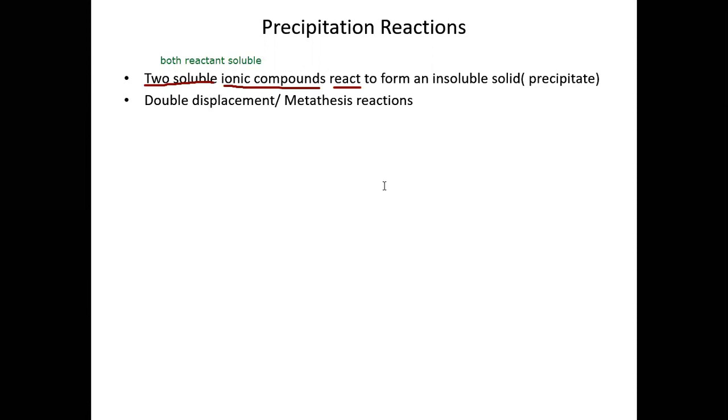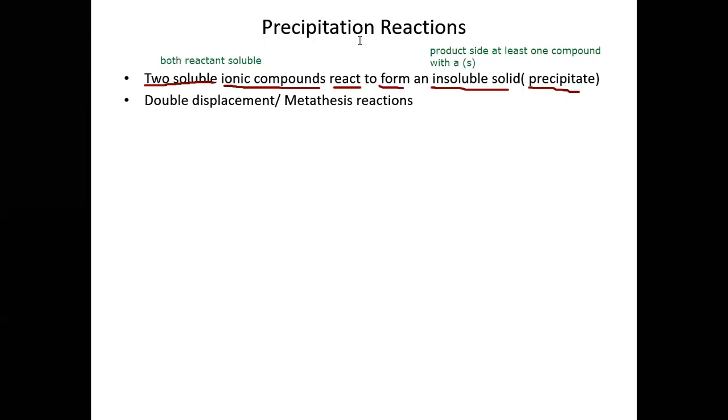When you look at the reactant side, both reactants are soluble, meaning they're both going to have AQ next to them. And it forms an insoluble solid, which we call a precipitate. So on the product side, you need to have at least one compound with a solid indicator. So the minimum requirements for precipitation reactions: both reactants are soluble, and on the product side, at least one compound has an S indicating it's in the solid state.